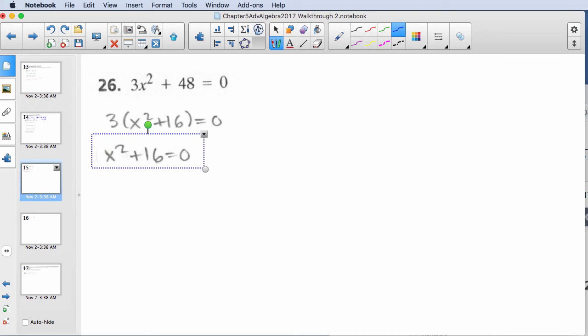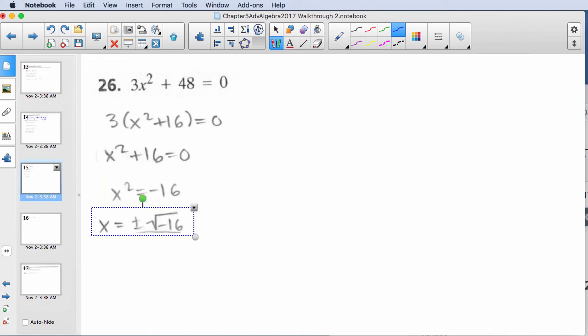But this gives us x squared plus 16 is equal to 0. That can't be factored by itself, but you can move the 16 to the other side and then take the square root, remembering you get plus or minus. And then, of course, the square root of negative 16 is going to be 4i, giving us our final answer of x is equal to plus or minus 4i.